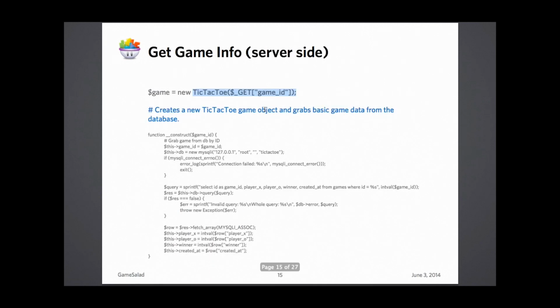and it's asking for the game info. So I have it set up where first off, I grab the GET parameter game ID, and I create a new tic-tac-toe game object. What it does is it grabs the data for the game from the database. For this object, we set this as the current game ID, we make a connection to MySQL, and then we make the query for the game that matches the game ID. After that, we get the data back, and with that data, we set some stuff in this object that you can use later.